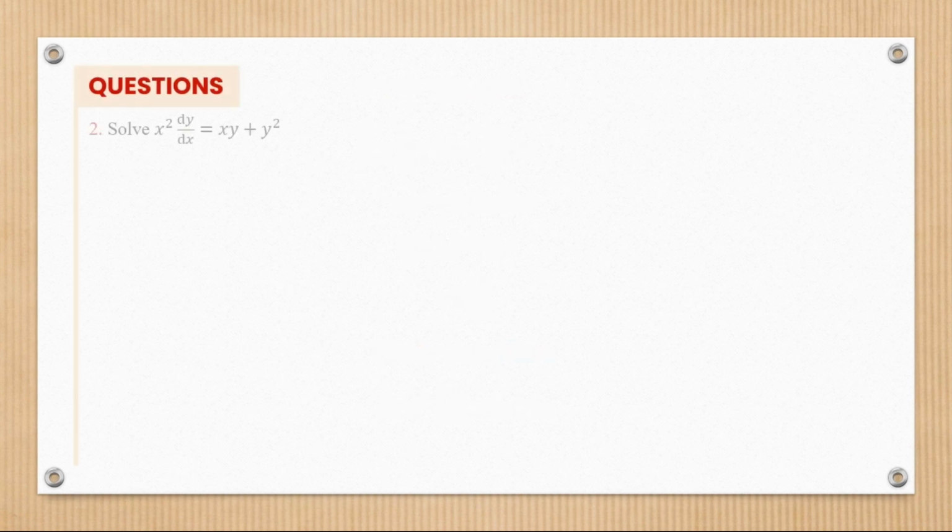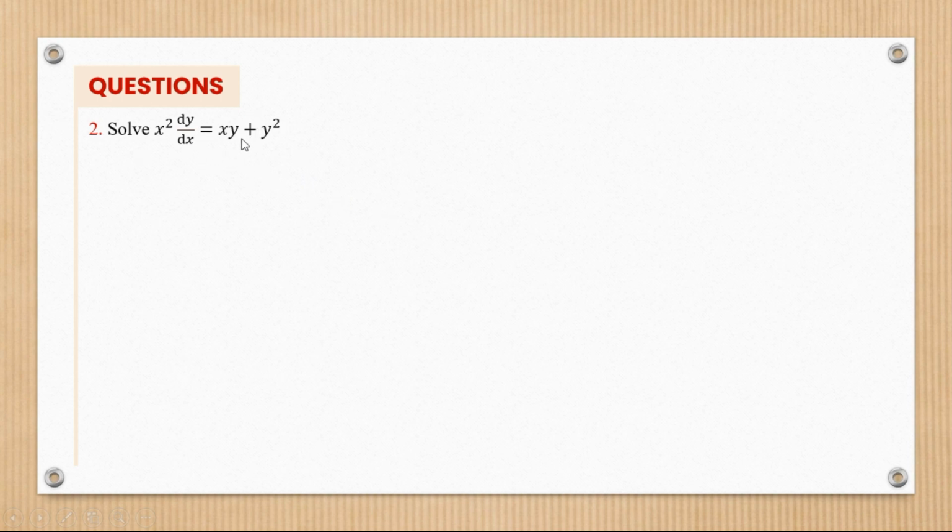Alright, let's look at example number 2. We're being told to solve x squared dy dx is equal to xy plus y squared. In this case, we've also not been told whether this is separable or homogeneous or any other kind. Every time you're given a differential equation and you're not told whether it's homogeneous or separable, you can test and see if it is separable first.